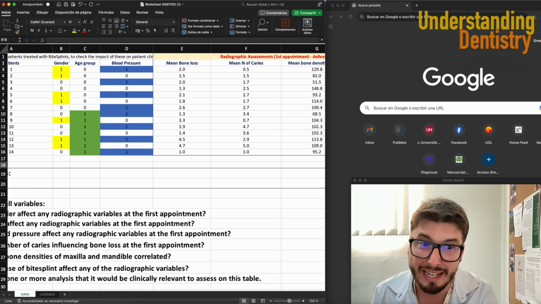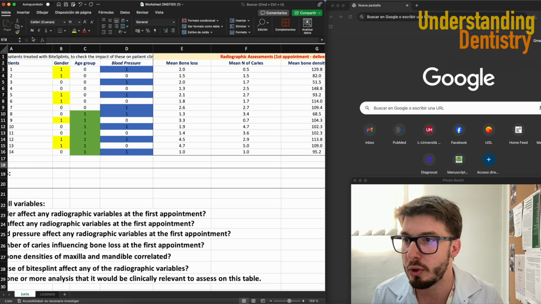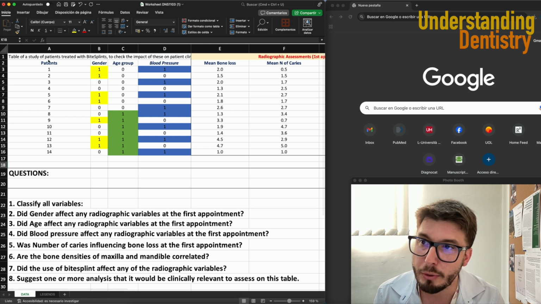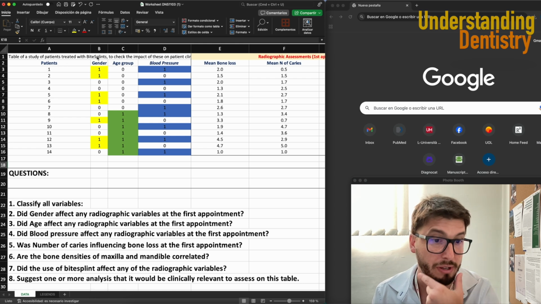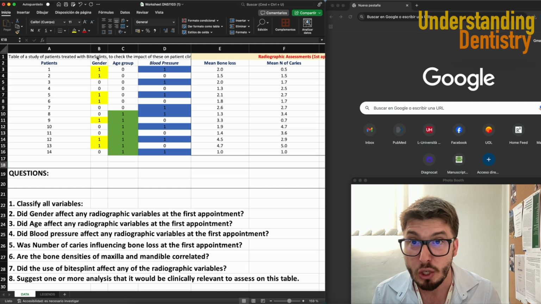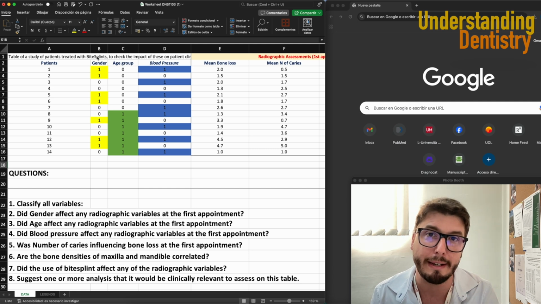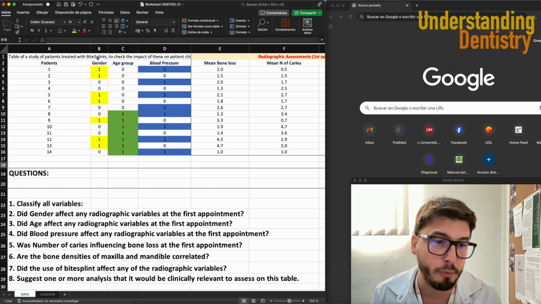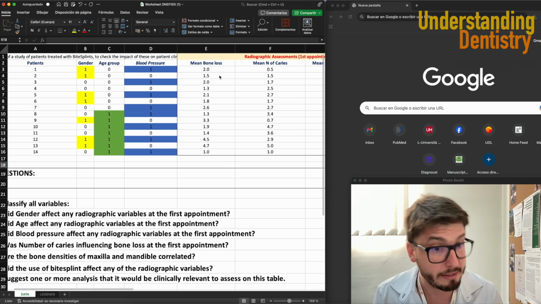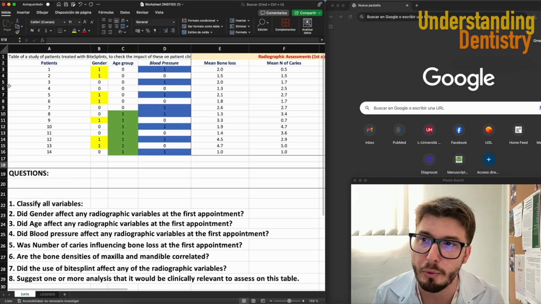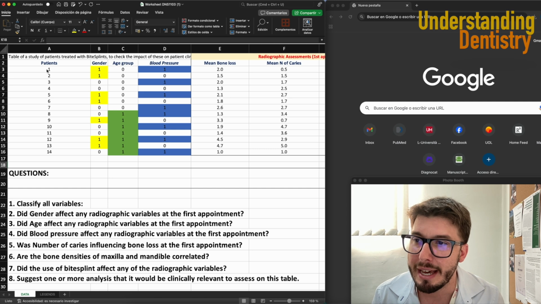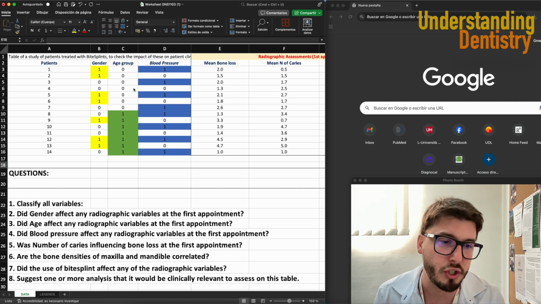As long as you know how to use the online calculators. So we have this data, let's analyze this data together. Those are patients that were treated using bite splints, so the mouth guards. So maybe the use of the mouth guards was affecting the bone loss or the number of caries. We don't know, right? So that's why we have those variables here. We have just 14 patients. That's just an exercise, an example of a study.